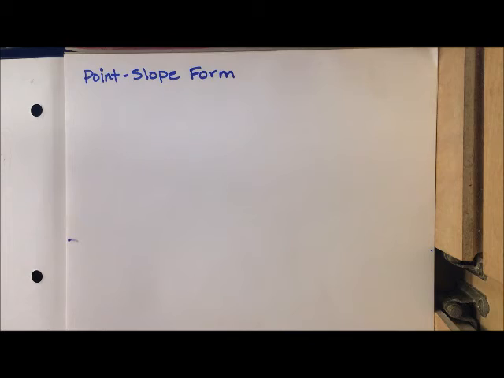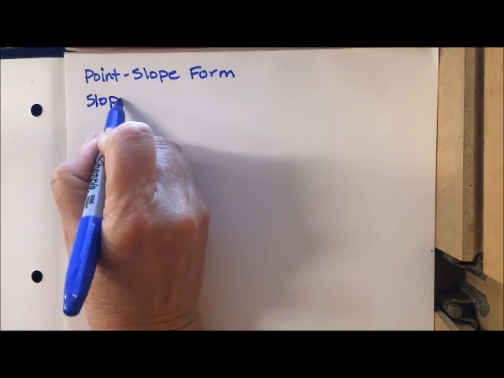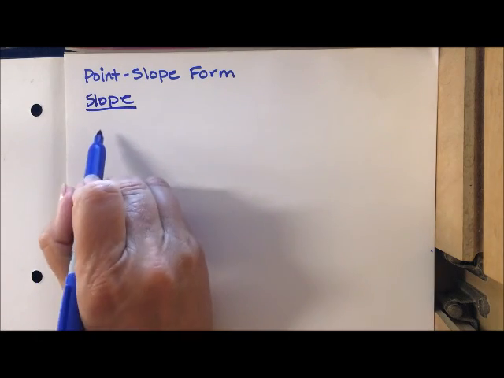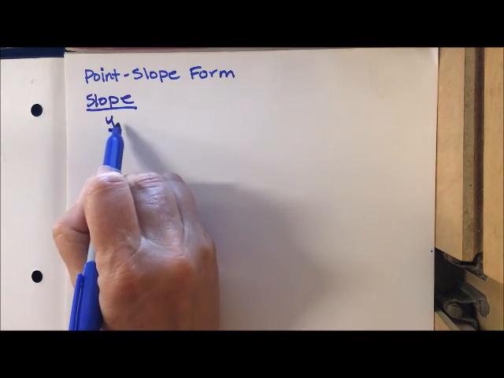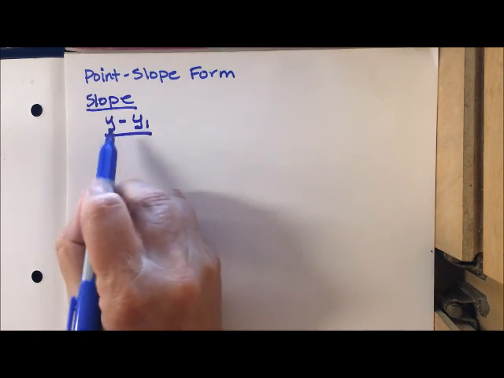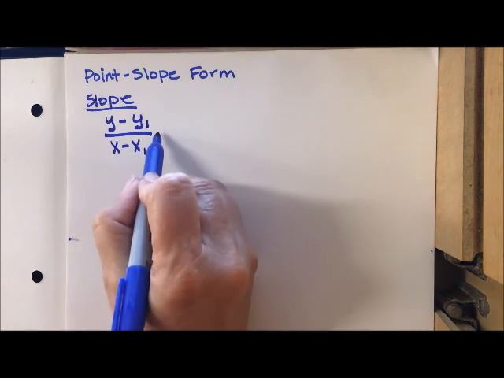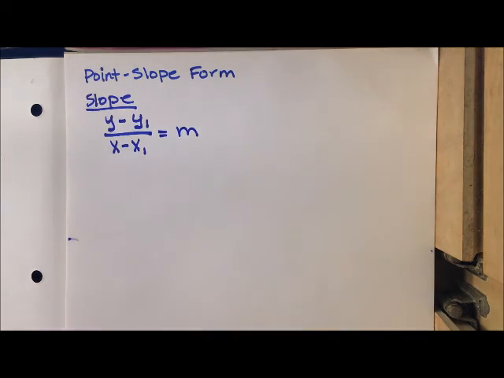So when we talk about slope, we know that slope is the formula y minus y1, our difference in our y values, divided by the difference in our x values. And that equals our slope.